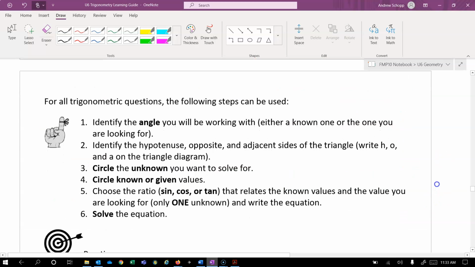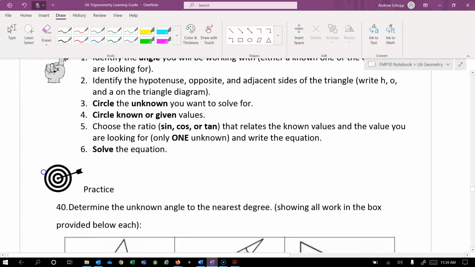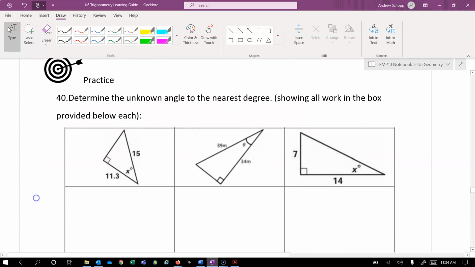Here's a little list of things that you can remind yourself of for solving these problems. For all trigonometric questions, finding side lengths or angles, identify the angle you're going to be working with. It's either a known one or the one you're looking for. Identify the hypotenuse, opposite and adjacent sides. Circle the unknown that you want to solve for. Circle the known information, and then choose the trig ratio that matches those values you have circled using SOHCAHTOA, and then solve the equation. So there you go. Hopefully you've got enough to give these a try.